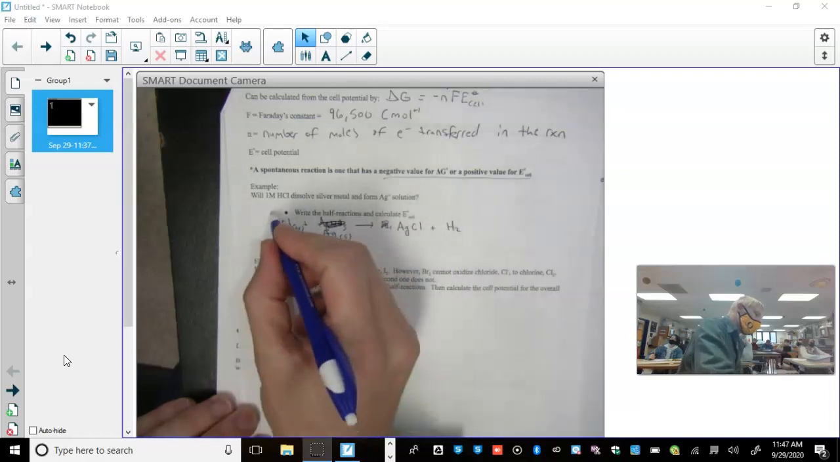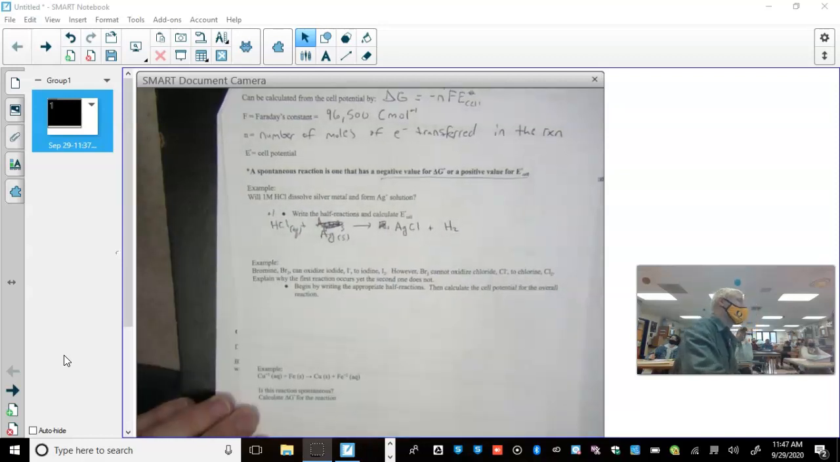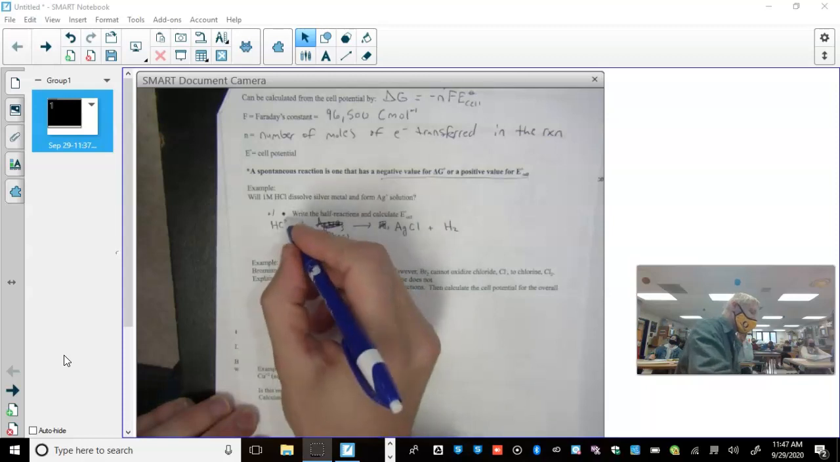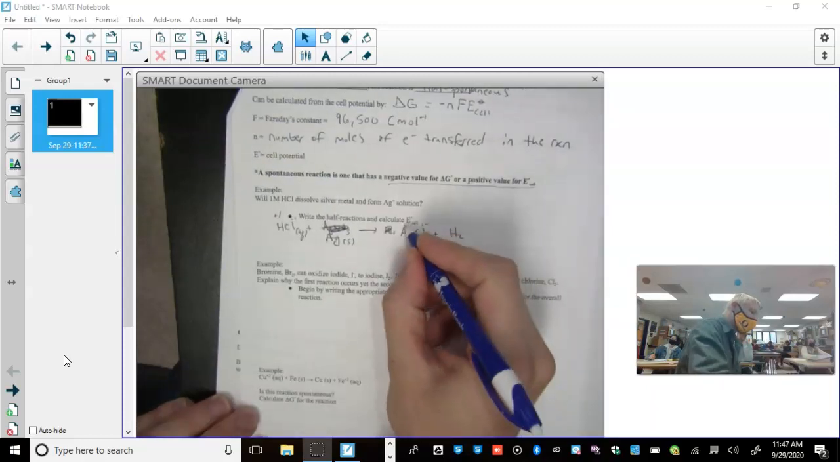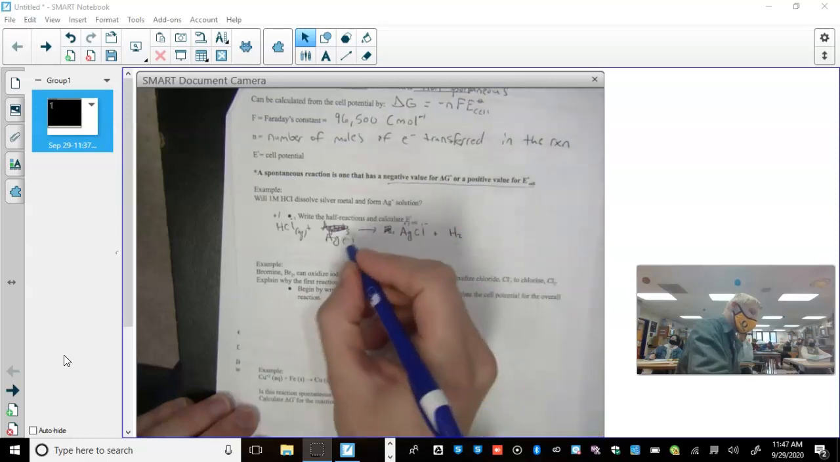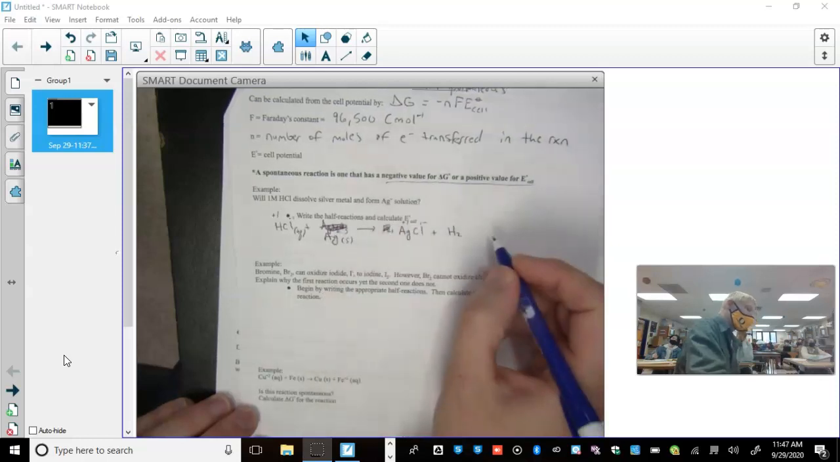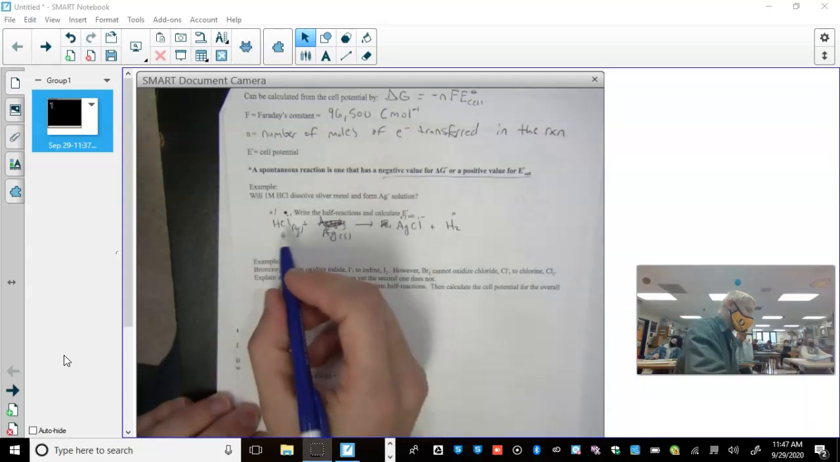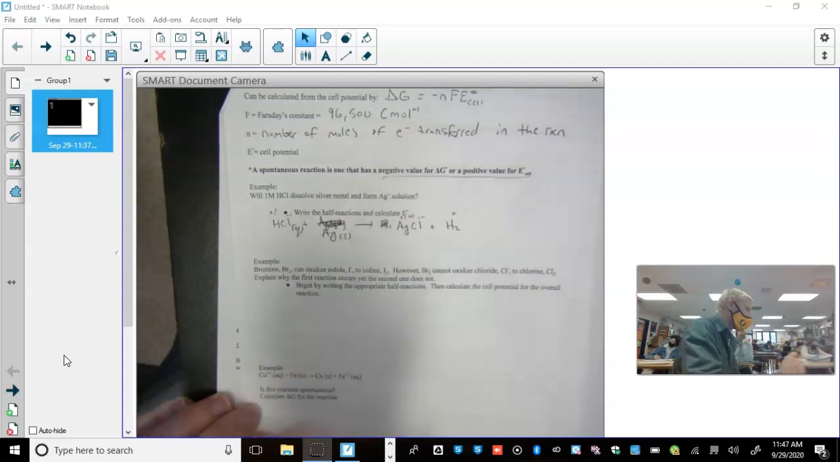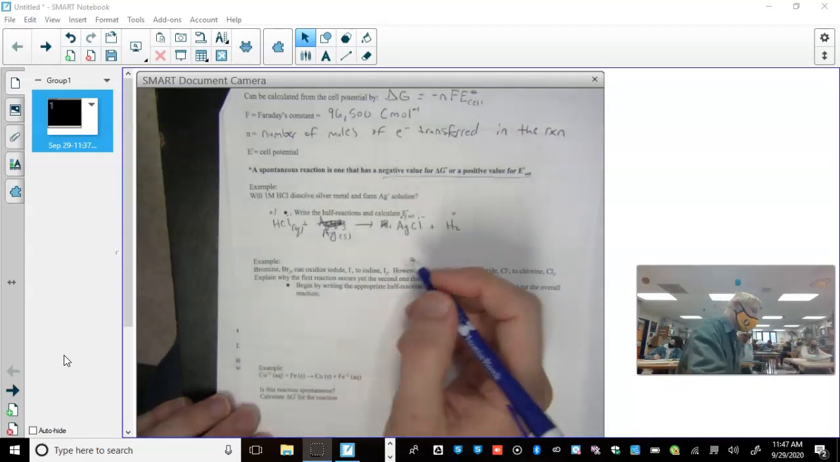All right. So the aqueous oxidation states: hydrogen's +1, chlorine's -1, chlorine's -1 here, silver's +1. And if we got a solid metal, it's 0. If we got a diatomic element, it's 0. So now we can decide what is oxidized and what is reduced. Hydrogen is going from +1 to 0, so that is reduced. You got it. So it's gaining electrons.